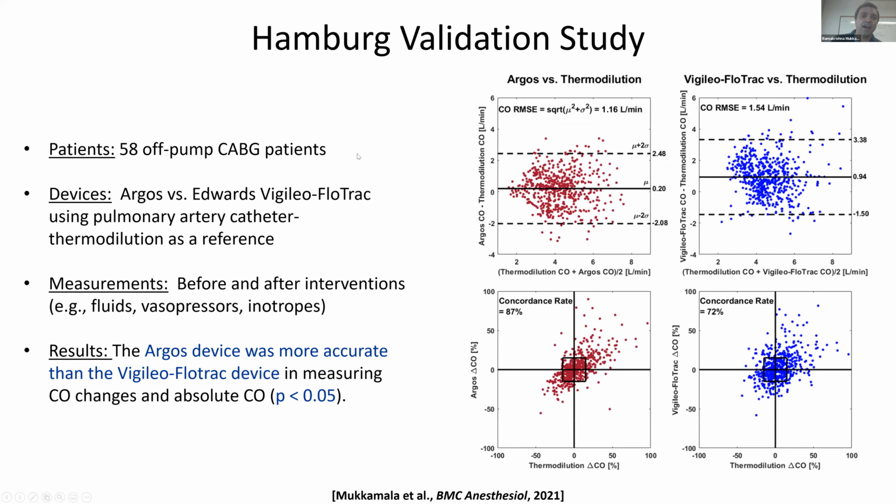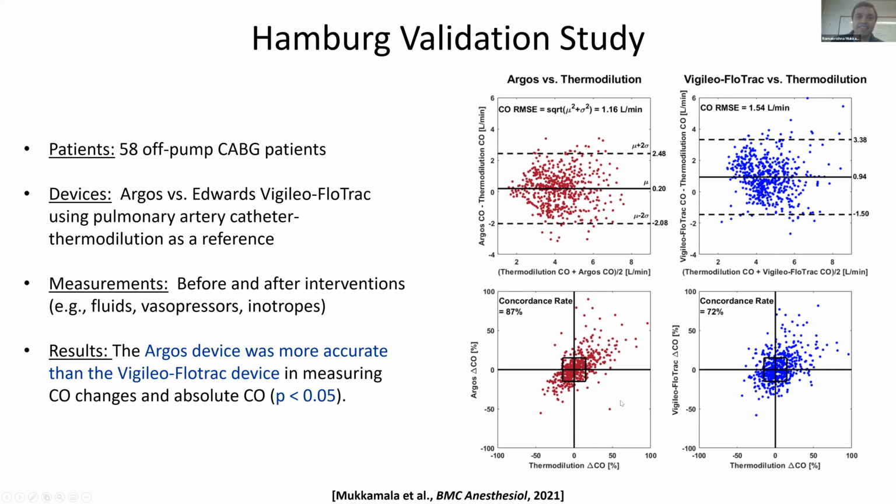So second, a study in Hamburg, Germany included 58 off-pump CABG patients. And here the Argos device was compared to the same Edwards device using pulmonary artery catheter thermodilution as a reference before and after clinical interventions, such as fluids, vasopressors, and inotropes. And here are the Bland-Altman and concordance plots for the Argos device versus thermodilution and the Edwards device versus thermodilution.